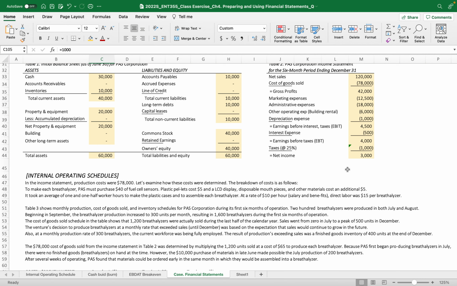Net income includes depreciation. That means that net income is decreased by depreciation, which is a non-cash transaction. That's why we need to add back this depreciation. So net income is always the starting point when we create the cash flow statement. 3,000, that is the starting point to reconcile. And then add back the depreciation. Here, depreciation expense, right?